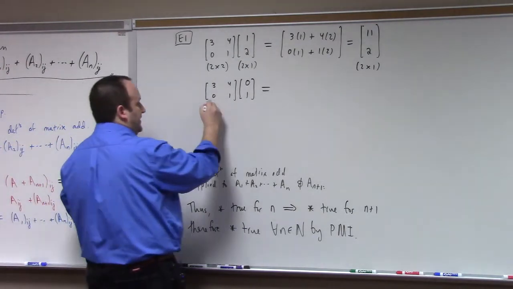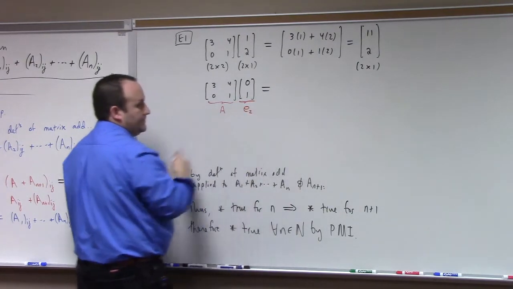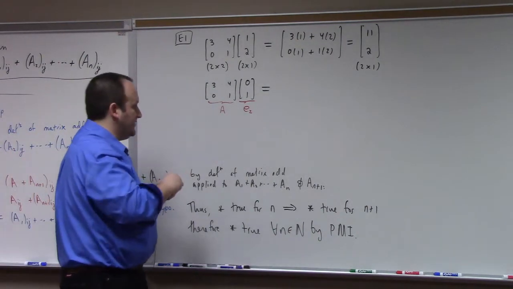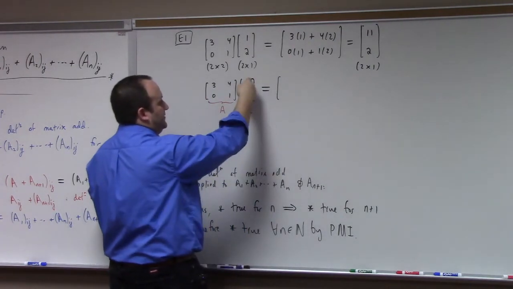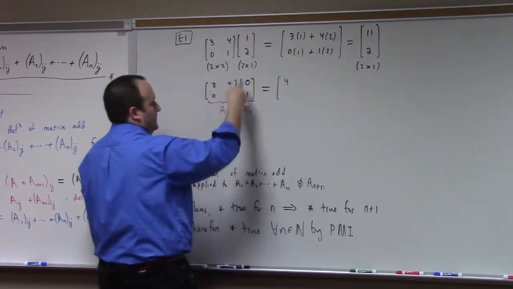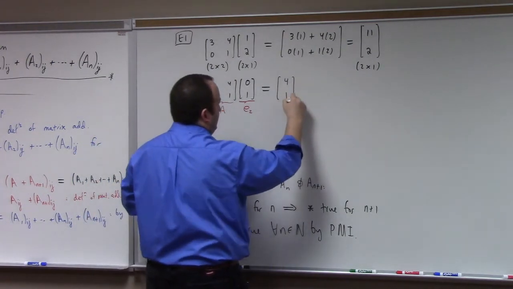So if I call this matrix A, this is what we called E2 last class. I claimed you can prove, and I'll do that today at some point once we've done a bunch of numerical examples, that AE2 should just be column 2 of A. And you can see, if you multiply this out by the definition, really the dot product formula is what I tend to use for numerical ones. That's 3 times 0 plus 4 times 1, which is 4. 0 times 0 plus 1 times 1, which is 1. Indeed, that is column 2 of A.